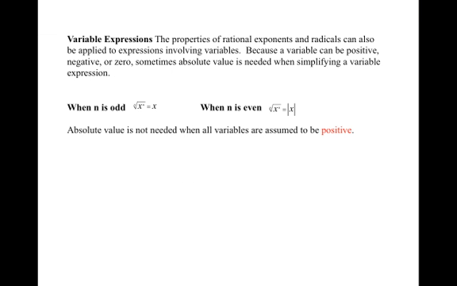Okay, let's talk a little bit about variable expressions. The properties of rational exponents and radicals can also be applied to expressions involving variables. Because a variable can be positive, negative, or 0, sometimes absolute value is needed when simplifying a variable expression. When n is odd, the nth root of x to the n equals x. When n is even, the nth root of x to the n is equal to the absolute value of x. Absolute value is not needed when all variables are assumed to be positive, which is what we're going to do.